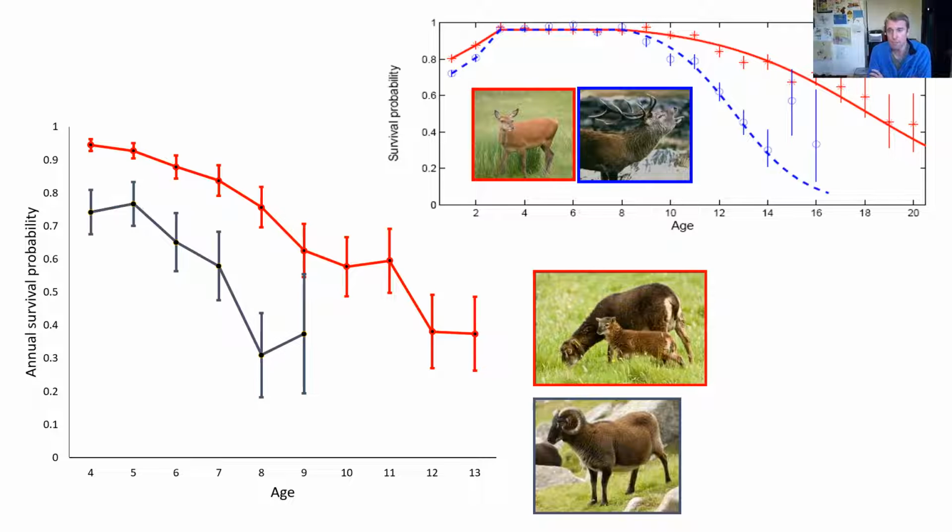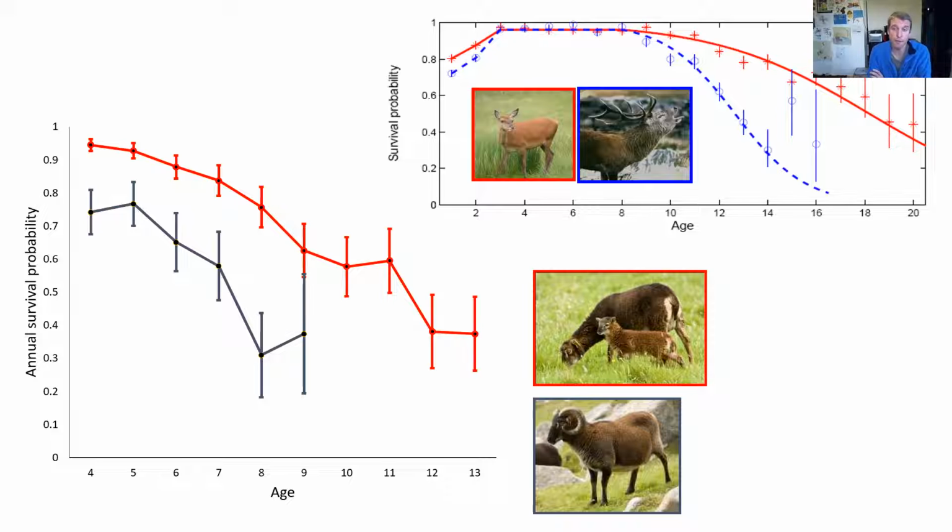You can see in the deer there's quite a dramatic difference between the sexes. The males in blue show a much sharper decline in senescence than females from that point. It's not so clear in the sheep, but you can see very clearly that the probability of survival is declining. There's a very clear manifestation of actuarial senescence here.